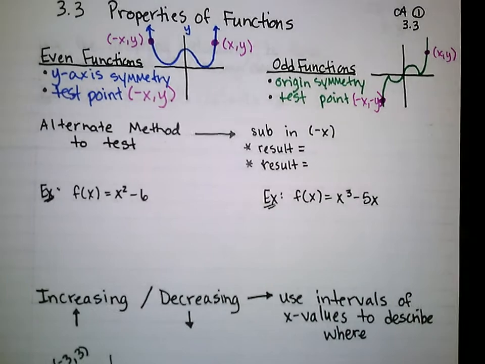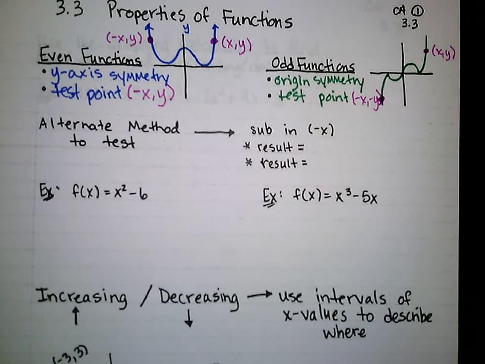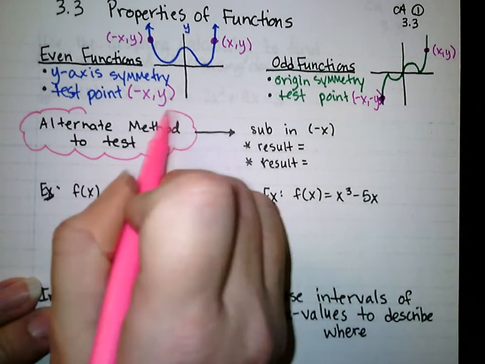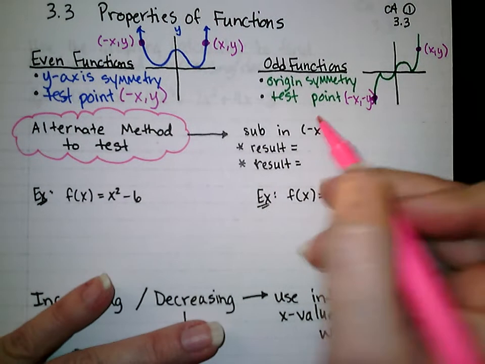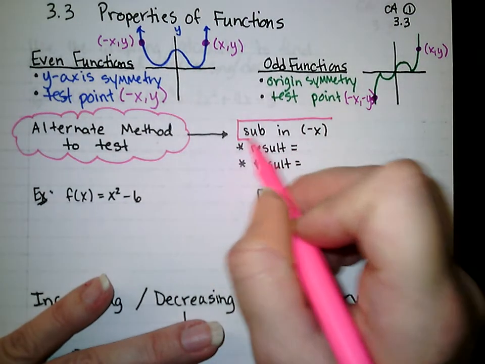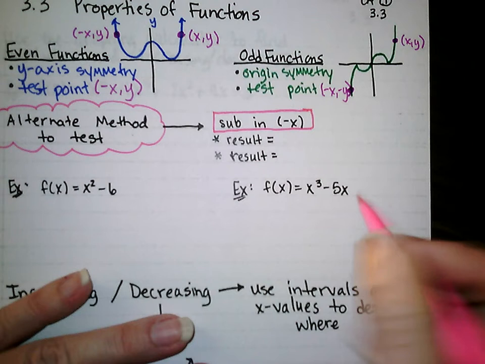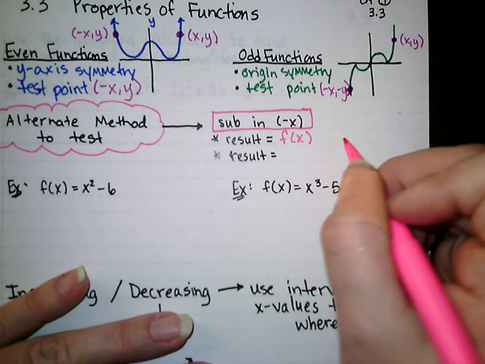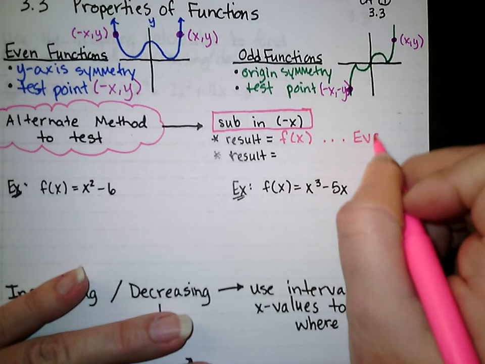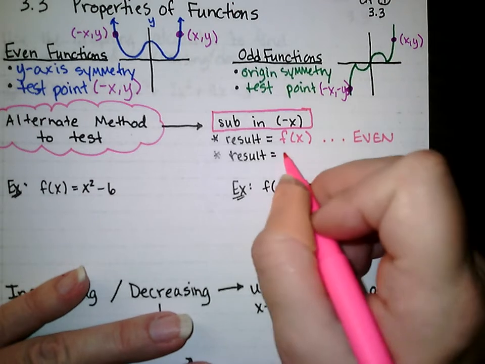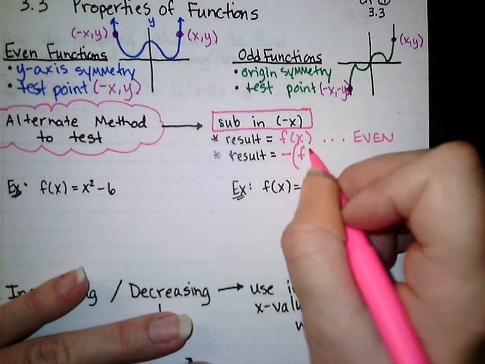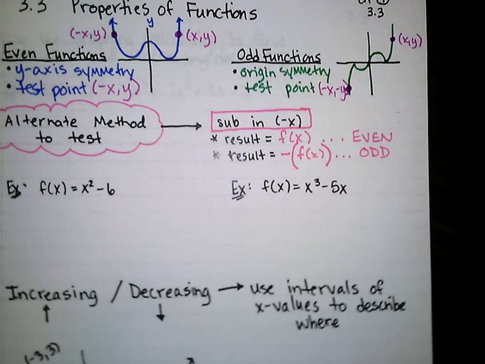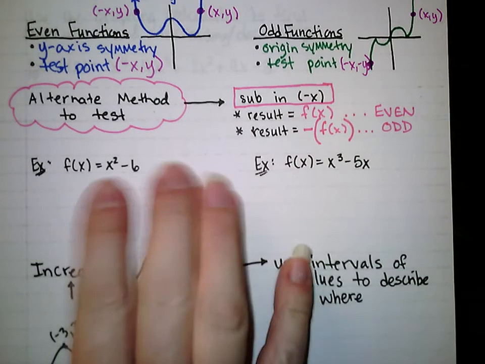The alternate method to test for even and odd is that we're going to sub in negative x regardless of which test it is. If the result is equal to f of x, the same as the original function, then it's going to be an even function. If the result is equal to everything being the opposite of the original function, then it is odd. So I'll show you that test here.